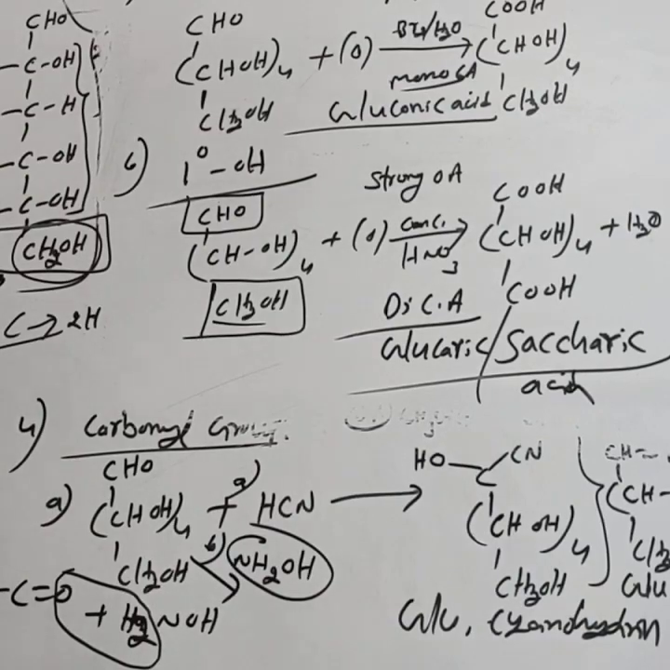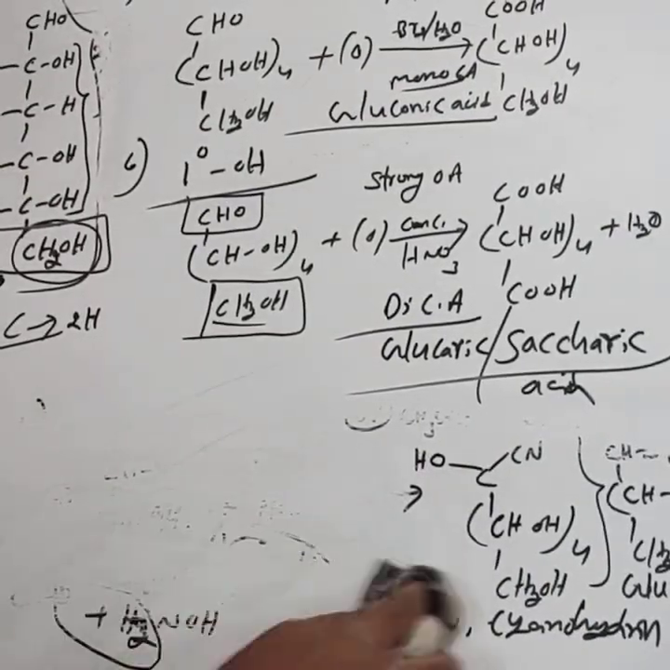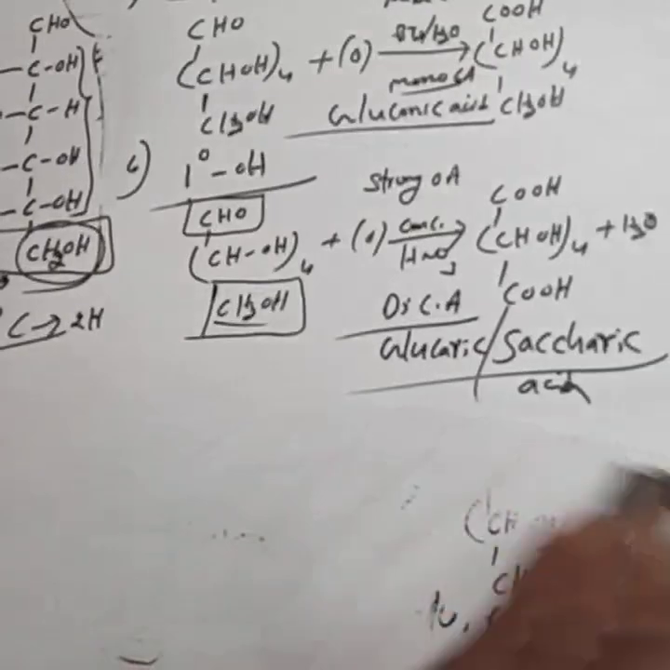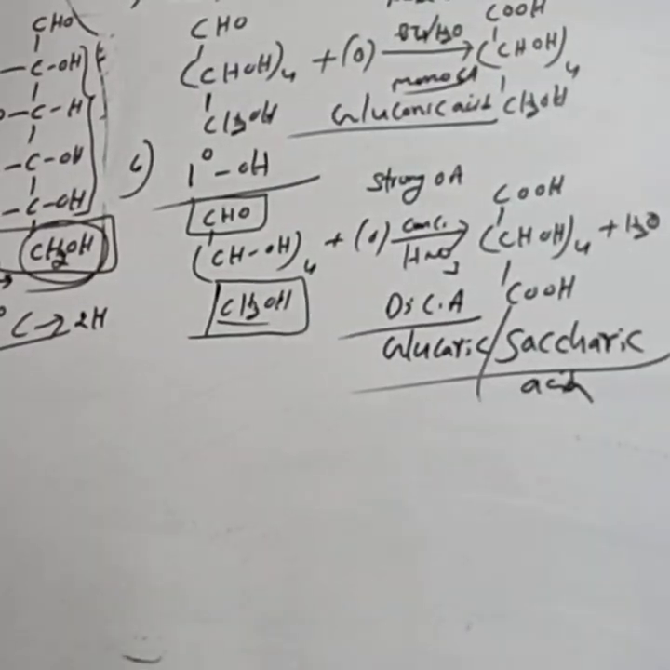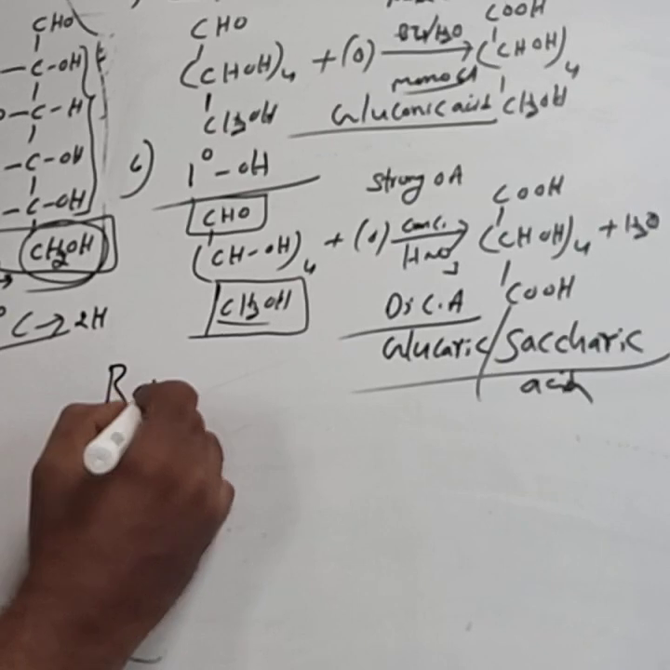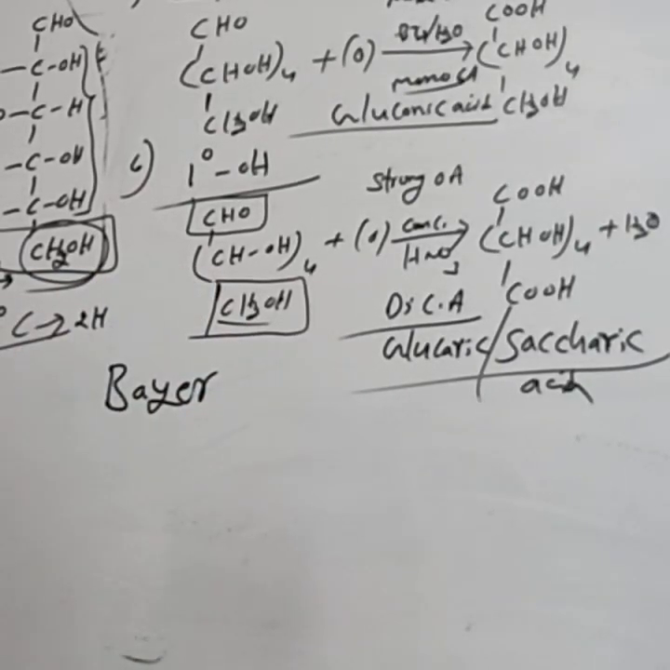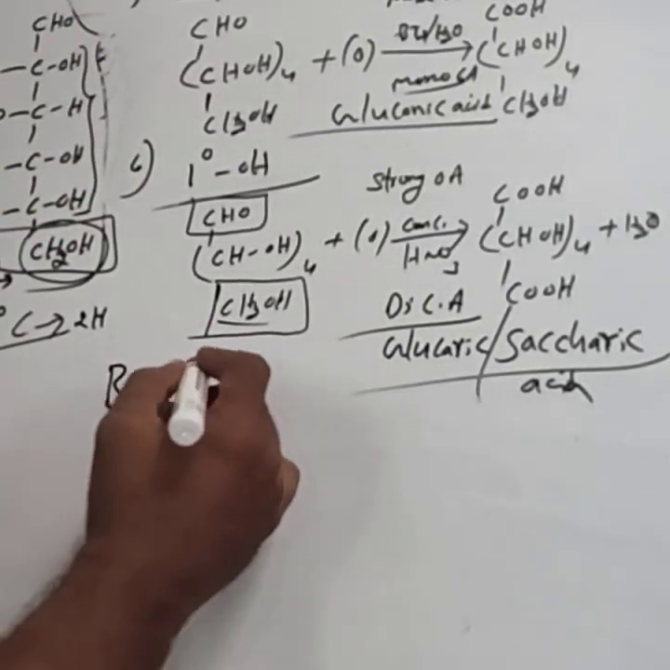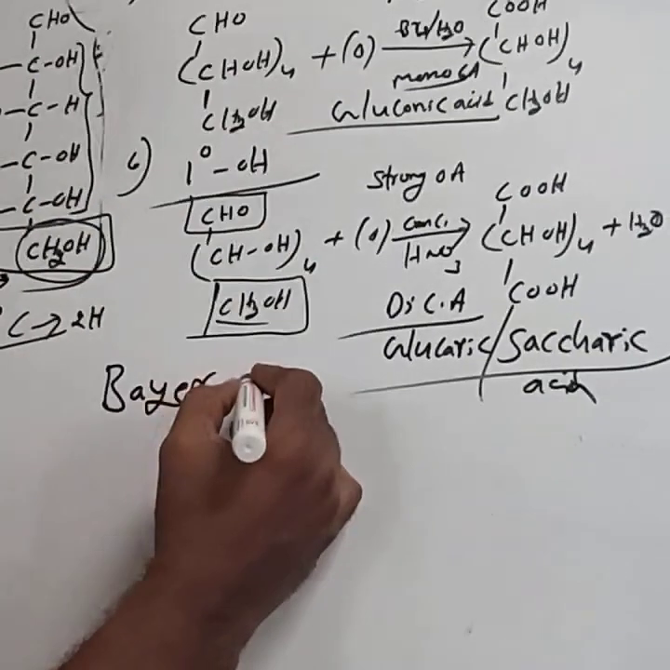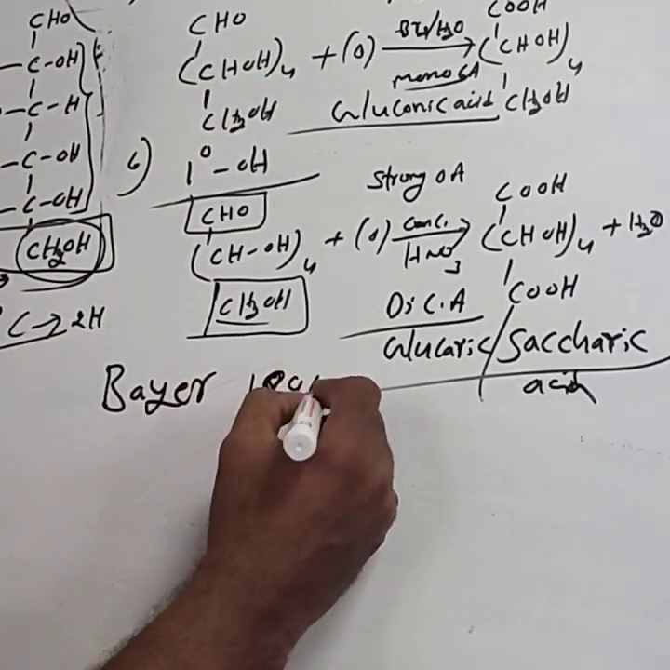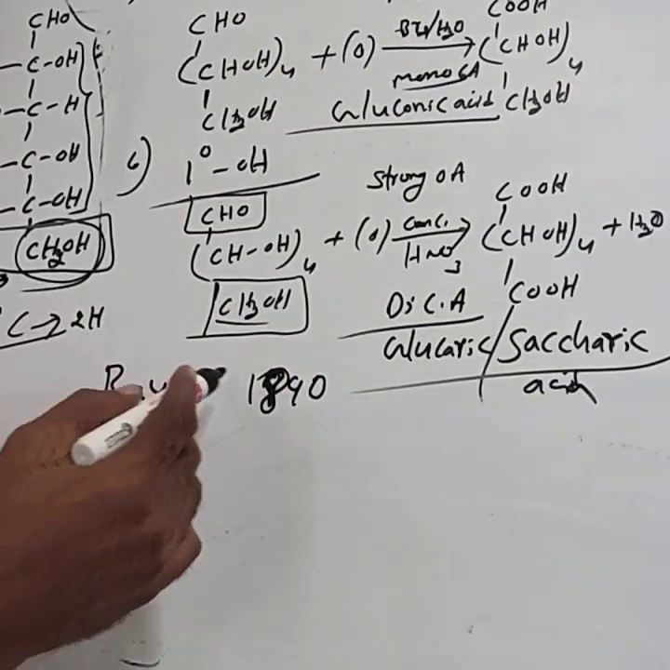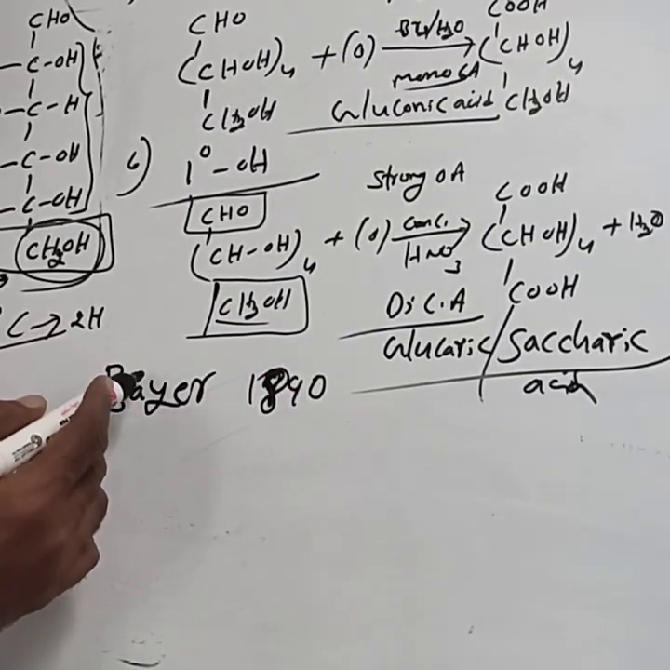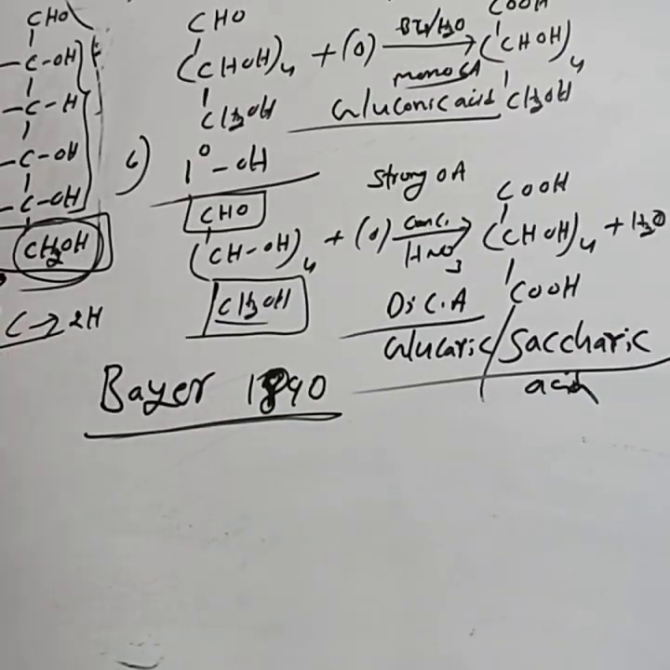By using all these six assumptions, Bayer proposed the open chain structure. Bayer proposed the open chain structure of glucose in 1890, as this is the structure, CHO.